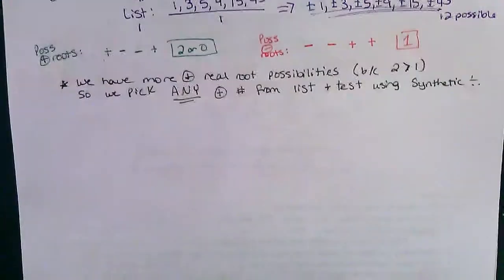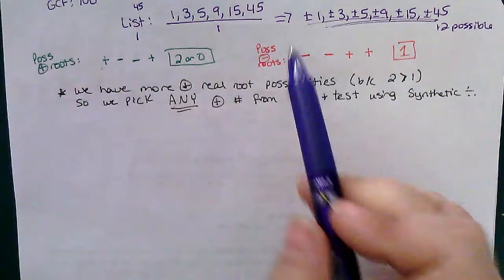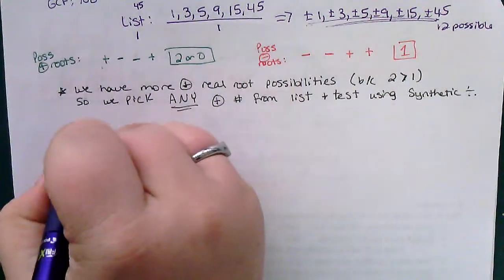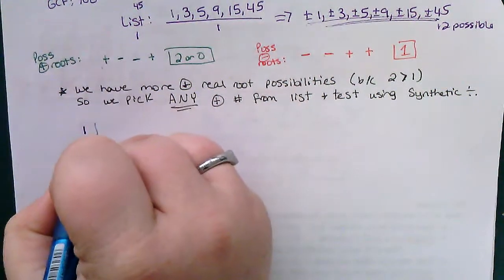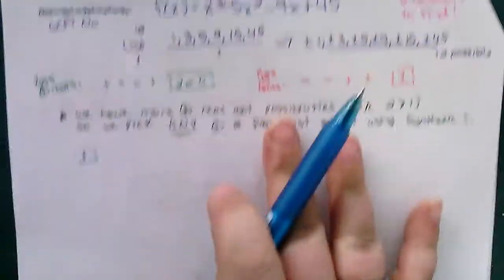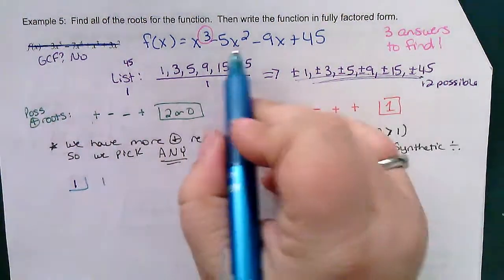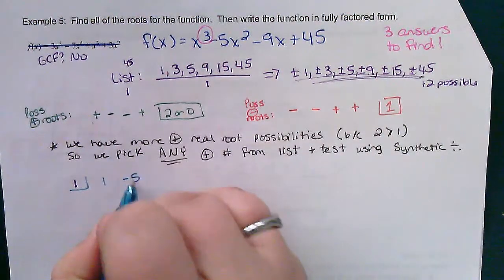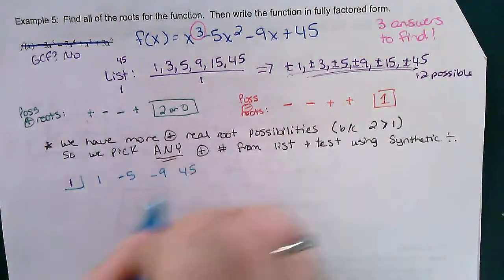Okay, so we're going to test that using synthetic division. I'm going to pick an easy number. I'm going to pick 1. 1 is a super easy number. So 1 is my number, and I'm going to get my coefficient line from my original problem. The coefficient here is 1, here is -5, here is -9, and here is 45.